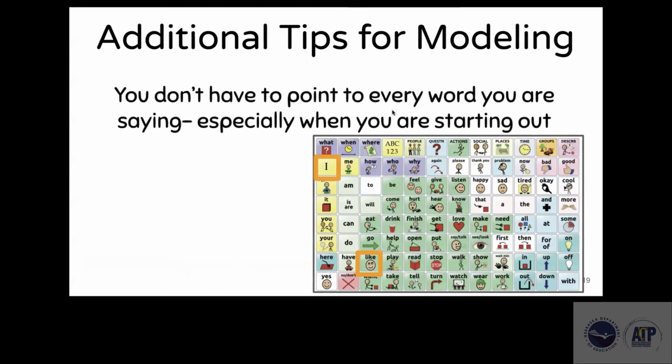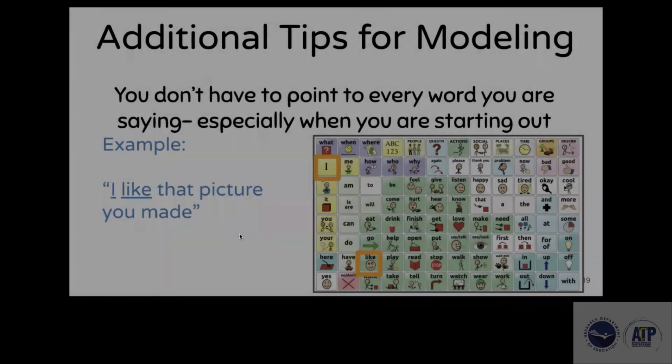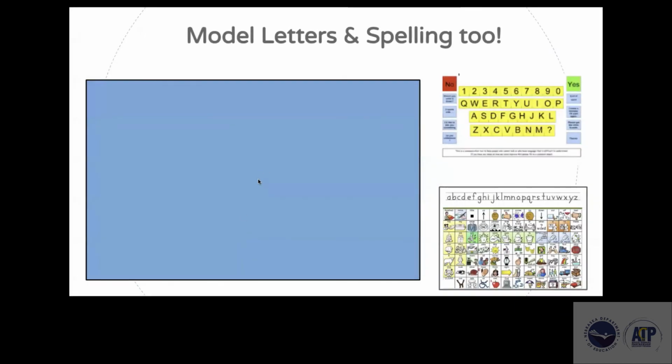And again, you don't have to point to every word that you're saying, especially when you're starting out. It's really just providing them that immersion with that core vocabulary and showing them visually and verbally what you're modeling. So if you were going to say, "I like that picture," you could point to "I" and "like" as you say it, but "that picture," you don't have to point to every word. Oh, I like that picture you made.